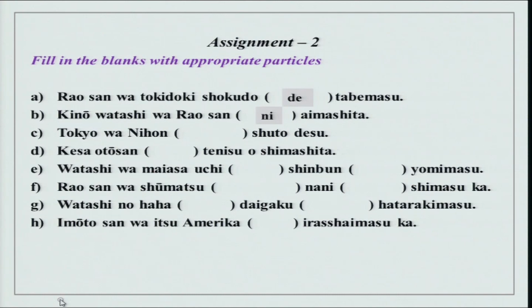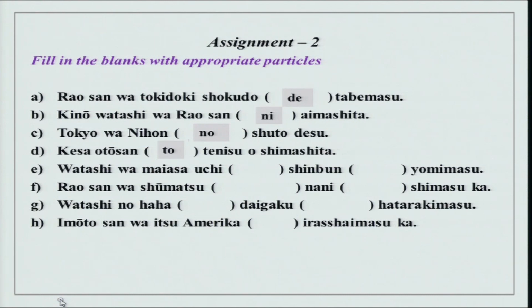Aimasu will take particle ni. Then, Tokyo wa Nihon no shuto desu. Nihon no, of. Shuto is capital. Kesa, otou-san to tennis o shimashita. Otou-san to issho ni, or otou-san to tennis, with my father.